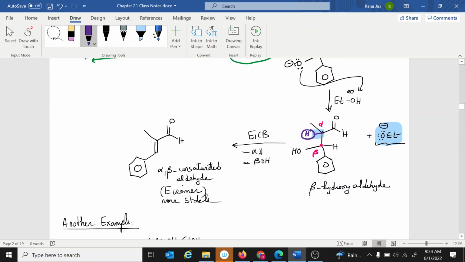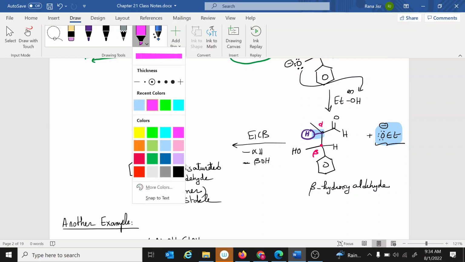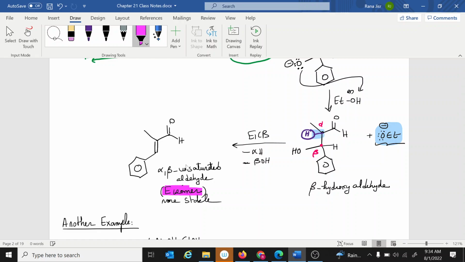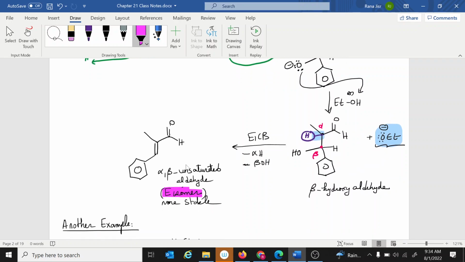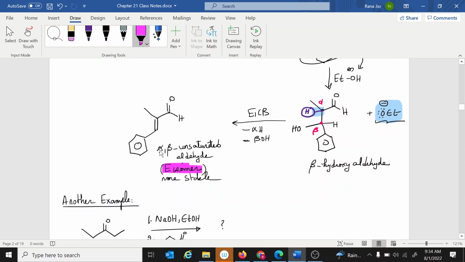Because you're getting an alkene, you will be getting isomers in there. You will be getting the cis and the trans. But the trans, or the E isomer, is always the most stable one. This is why I'm drawing the most stable isomer and neglecting the least stable one. But this doesn't mean that the least stable one does not form. It does form in a very low percentage, like 5%, 7%, but the majority is the major isomer, which is the E isomer always.